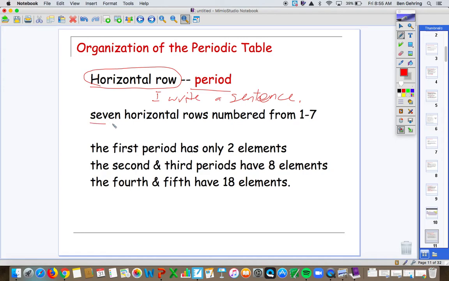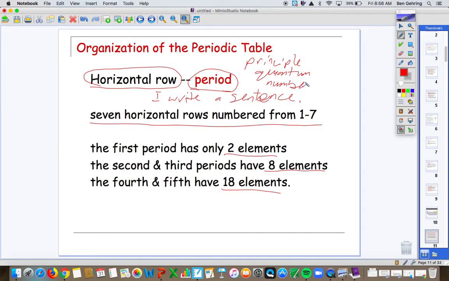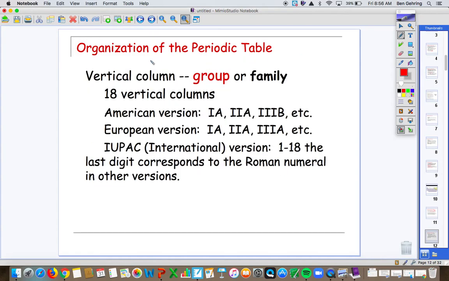There are 7 periods, numbered 1 through 7. They correspond to the 7 energy levels of an atom, those 7 electron energy levels. Your first period only has 2 elements. The second and third have 8, and everything after that has 18. Fourth and fifth have 18. But these are called periods. Your period also indicates your principal quantum number, which is just another way that we can identify electrons. So your principal quantum number is equal to the period of the element. So horizontal is called a period.